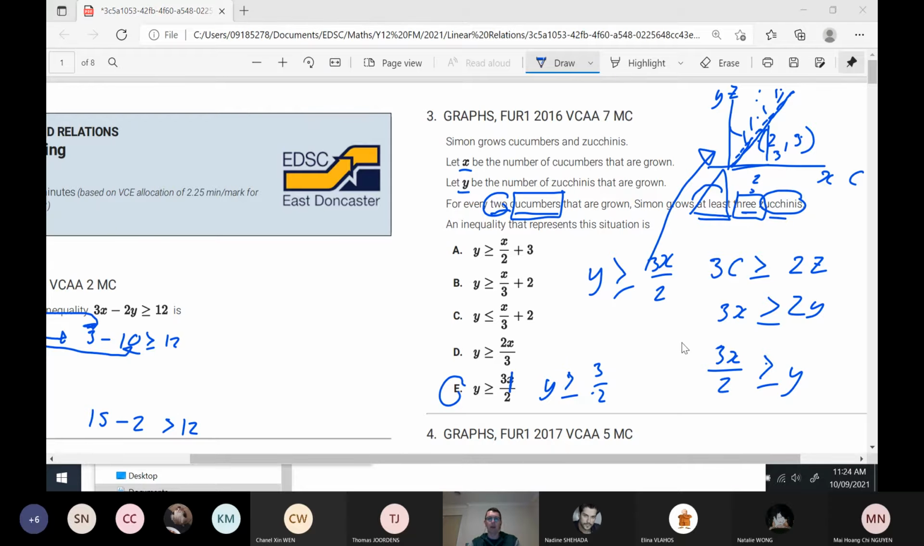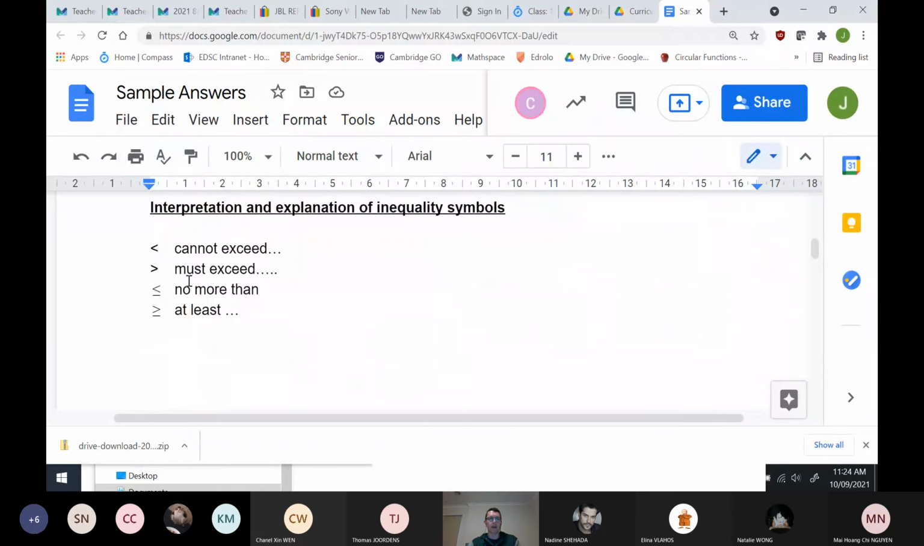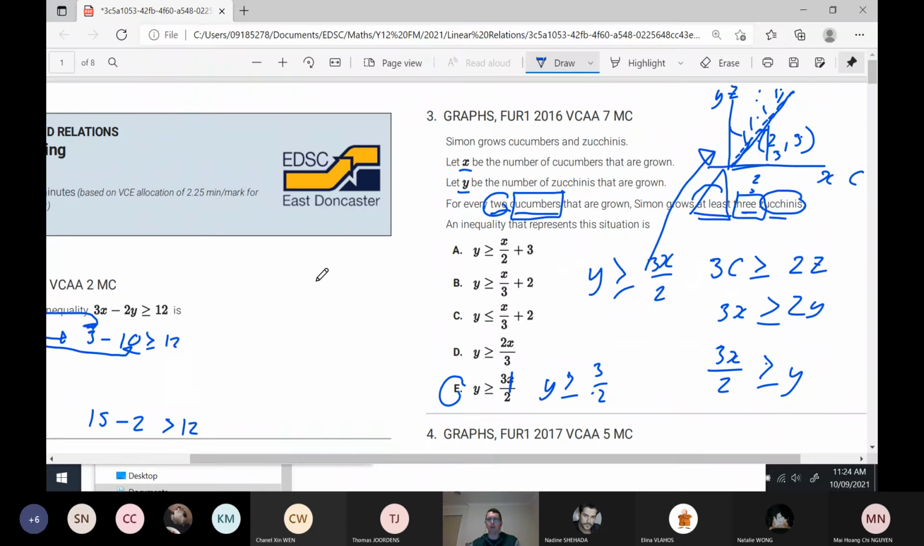Then if that was "no more than", again, go back to here. "No more than" would be the other way. If it was "no more than", that means if I grow 2 cucumbers, I could grow 1 zucchini. It said "no more than", and then the inequality would switch around. And that's sort of how we use it.